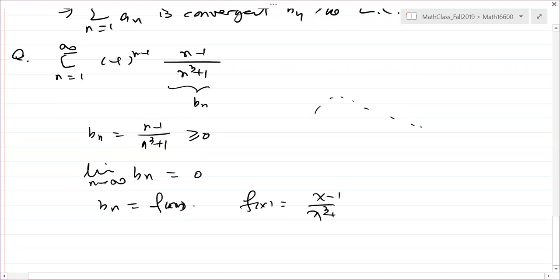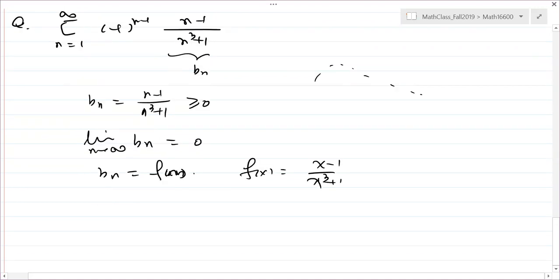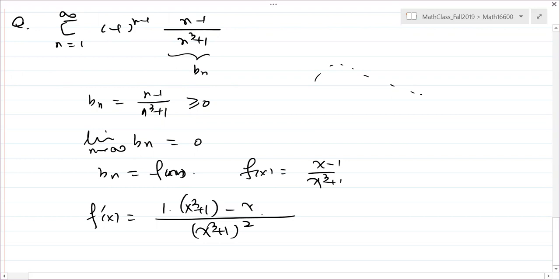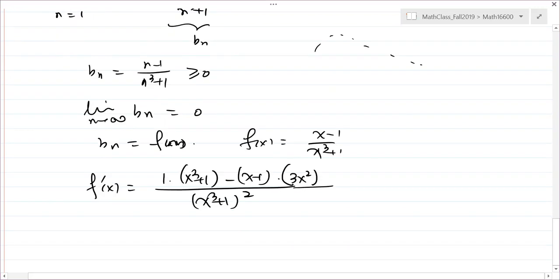Okay? So you have to prove the derivative is negative for sufficiently large x. So the derivative is going to be (x cubed plus 1) squared and 1, x cubed plus 1 minus x minus 1 times 3x squared. Okay, this is a derivative of x cubed plus 1. So let's simplify it: x cubed plus 1 minus 3x cubed plus 3x squared.